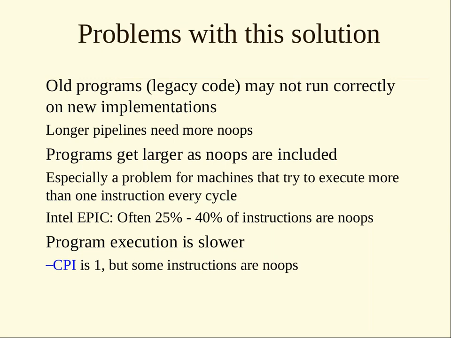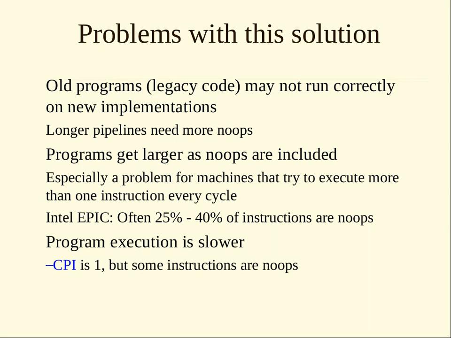Longer pipelines need more no ops. Programs get larger as no ops are included, which makes the memory problem even worse. Intel EPIC actually tried to solve this. What the EPIC did is instead of instructions, you had bundles. Each bundle was 4 instructions that the compiler told you can all be executed in parallel. You didn't have to worry about data hazards. And when they did that, they found out that 25 to 40% of the instructions inside these bundles were no ops.